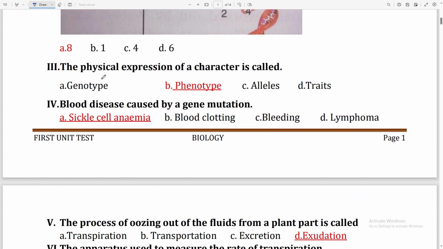Third bit, the physical expression of a character is called phenotype. Remember, the physical expression of a character that is controlled by the genes, but the outward expression, what is visible or what is observable, it is known as phenotype. Fourth bit, blood disease caused by a gene mutation. Answer is sickle cell anemia.